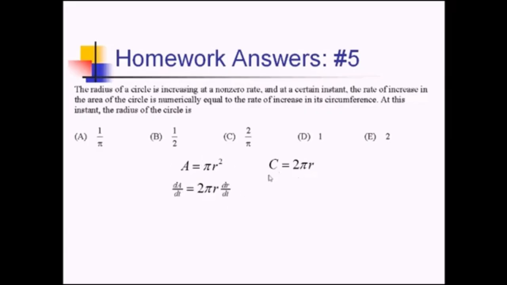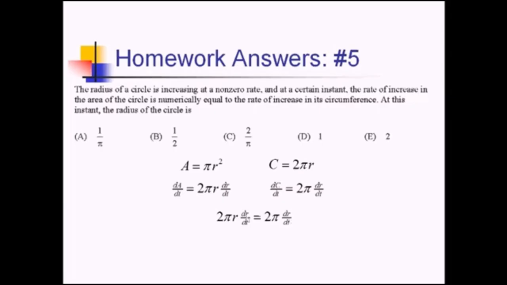For circumference, we've got dC/dt equals 2π dr/dt. They told us that dC/dt and dA/dt were the same, so that means 2πr dr/dt and 2π dr/dt also have to be the same. Now they wanted us to solve for the radius of the circle at this instant. We're solving for r, so let's start dividing. These 2π's can cancel out, so we just have r times dr/dt equals dr/dt.